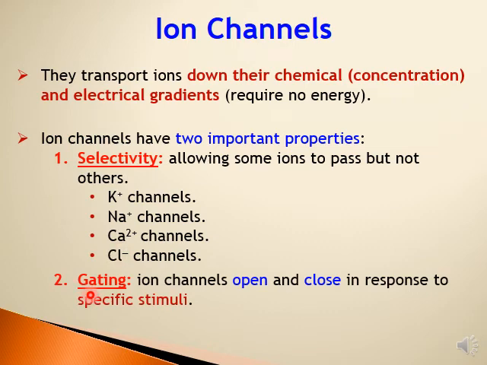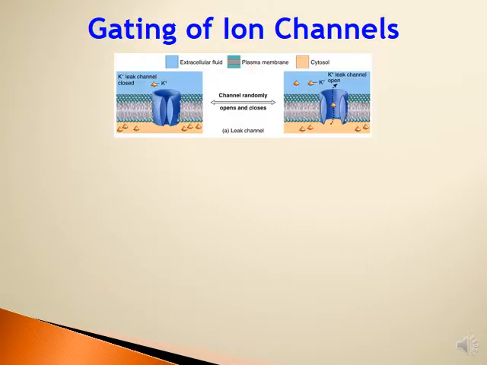Another important feature of the ion channels is gating. Ion channels open and close in response to specific stimuli, and based on the stimulus that opens or closes the gate of ion channels, we divide ion channels into different types. Here you can see a type of ion channels. This is a potassium channel. These channels, their gates open and close randomly without any stimulation. That's why we call them the leak channels. And potassium leak channels are the most abundant leak channels that are present in our cell membranes.